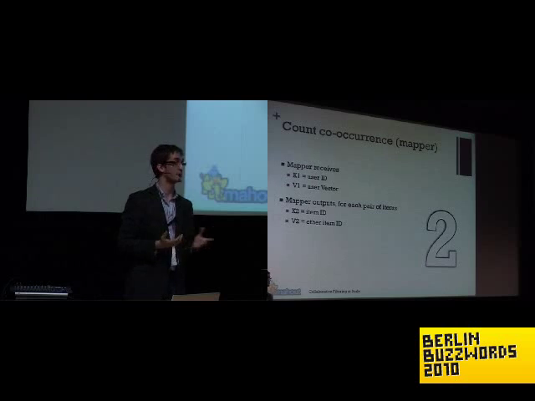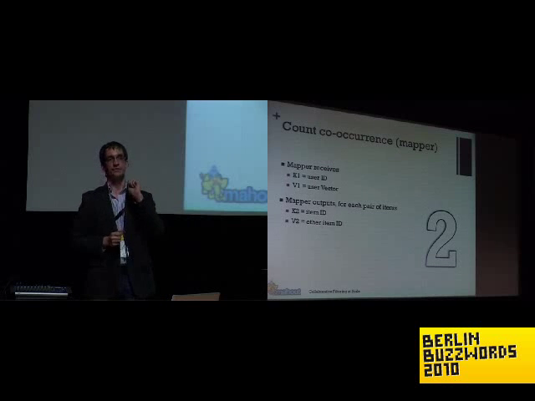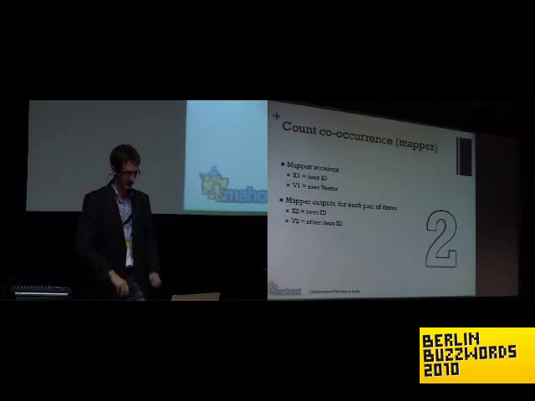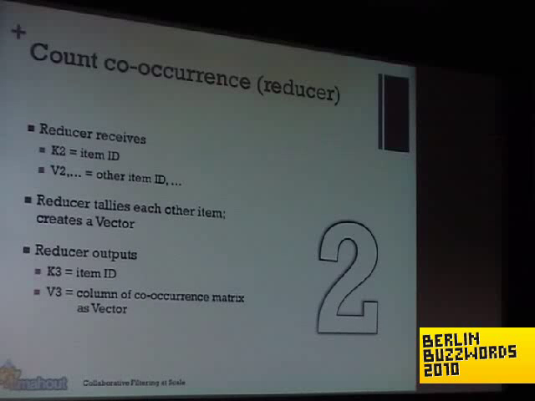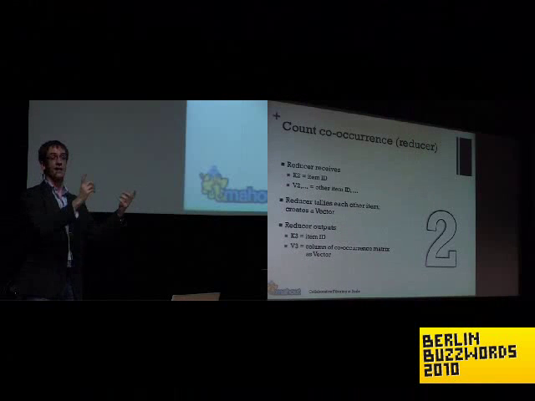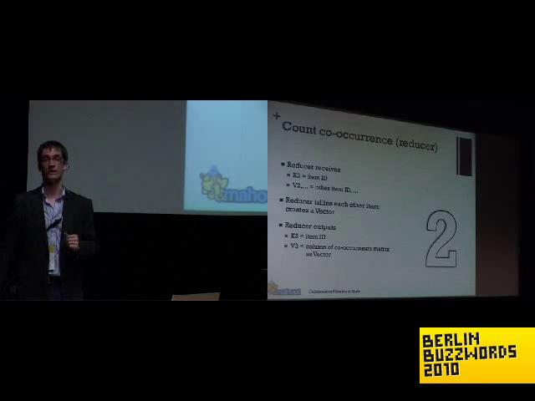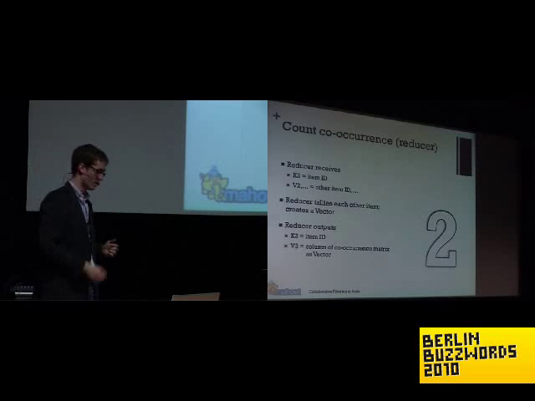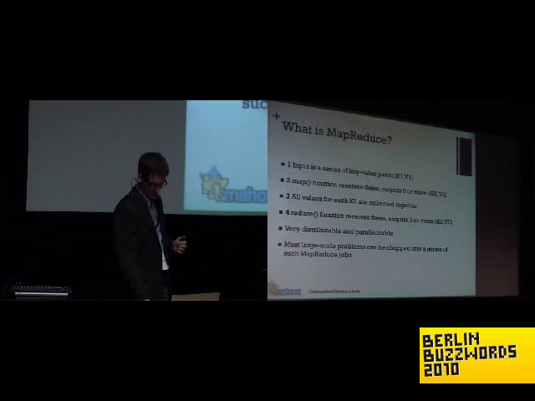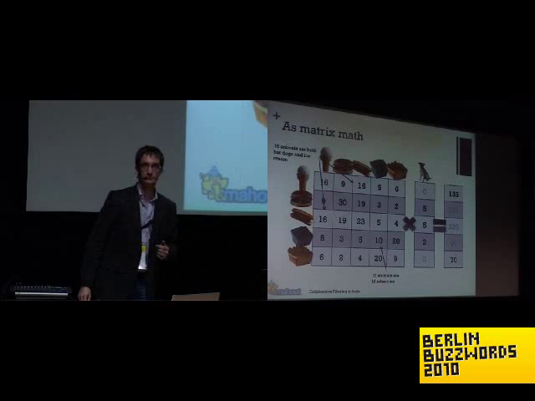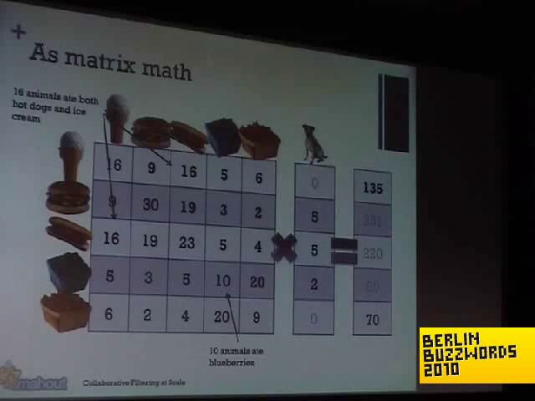Stage two, mapper takes as input the user vectors, and for every user outputs all item pairs it sees in that list. The reducer gets, for each item, a whole bunch of other item IDs. So it might get hamburger mapped to ice cream, hot dog. And in that case, it would figure that hamburger and ice cream co-occur three times, hamburger and hot dog co-occur twice. Those counts together form the columns of the matrix. So really, I'm going to output item ID mapped to a vector, which is like a column of this matrix. That's my output. Taken together, that is the co-occurrence matrix.